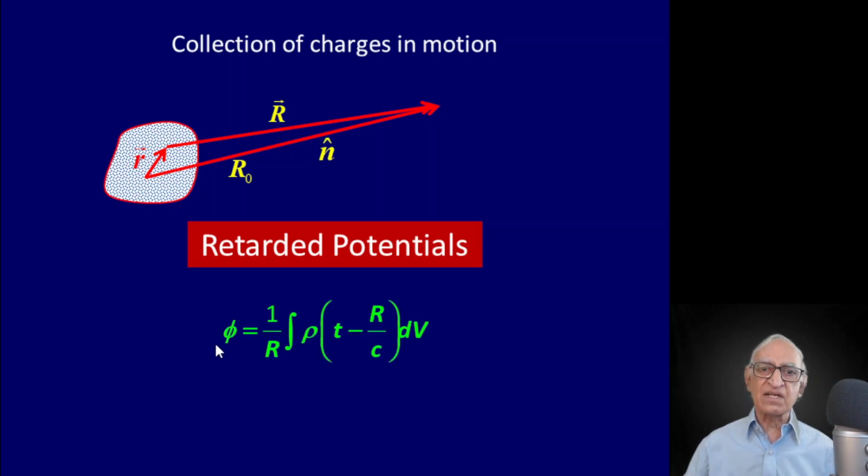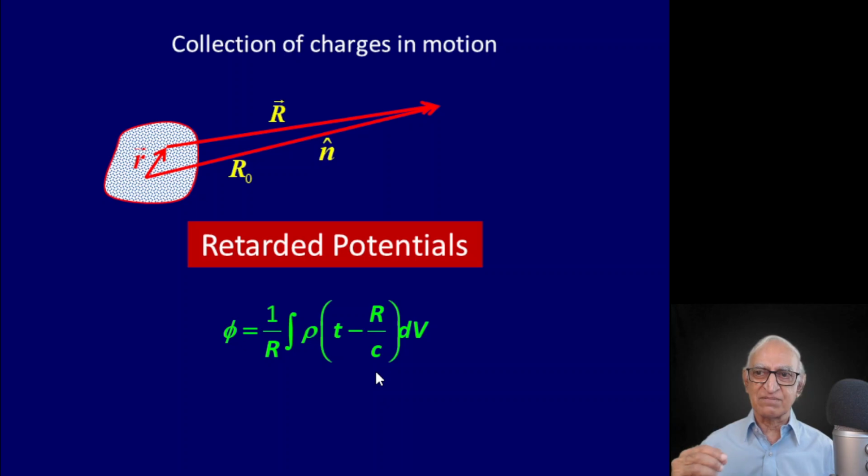The scalar potential at a time t is given by the formula 1 over capital R, integral of the charge density rho integrated over the volume. If there was only a single charge and if the charge was not moving, then it's simply e over R. That is the scalar potential, and you know that is the Coulomb potential. Now please notice that if I'm interested in the scalar potential at a time t, I must consider the charge distribution at an earlier time, t minus R by c. R by c is a time.